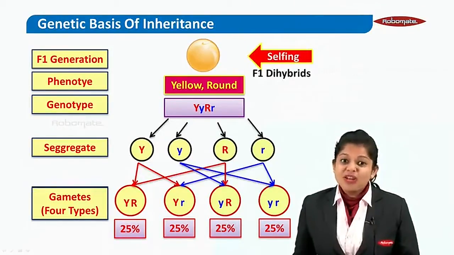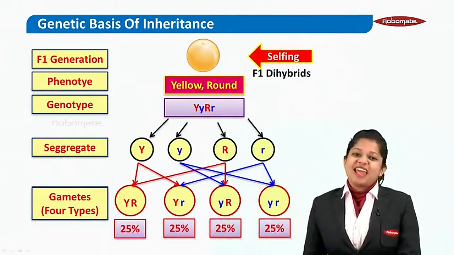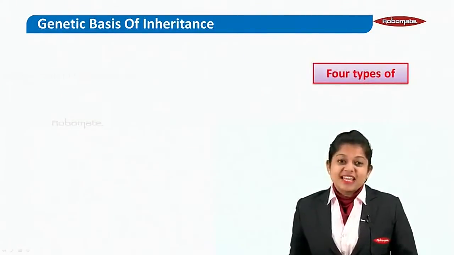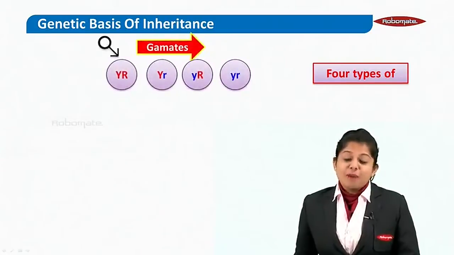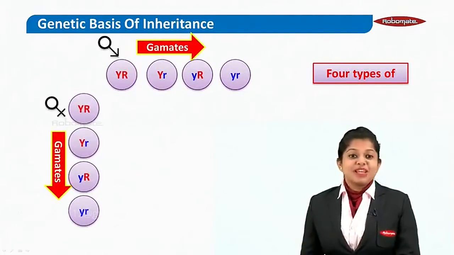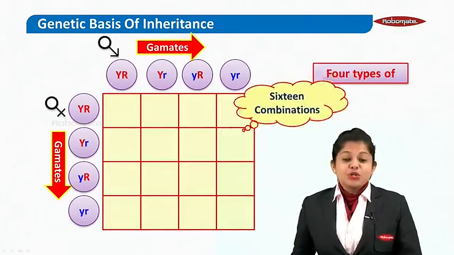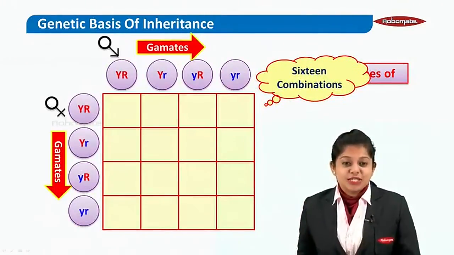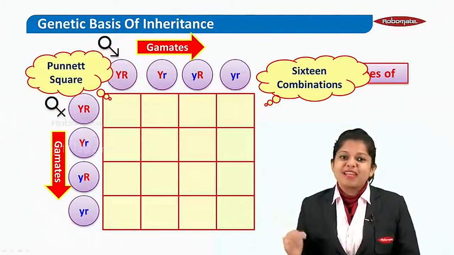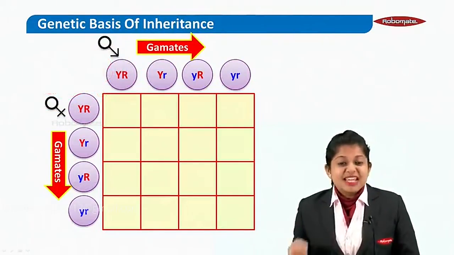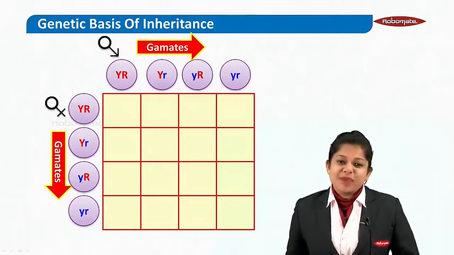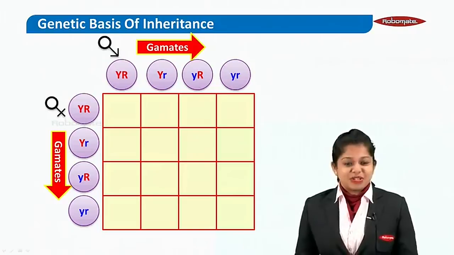This is followed by the selfing of our F1 generation. Now students, we have already seen that the 4 types of male gametes that fuse with the 4 types of female gametes produce a total of 16 combinations, which can very well be studied with the help of our Punnett square. Students, here in this Punnett square, we are strictly going to pay attention to the phenotypic ratio.